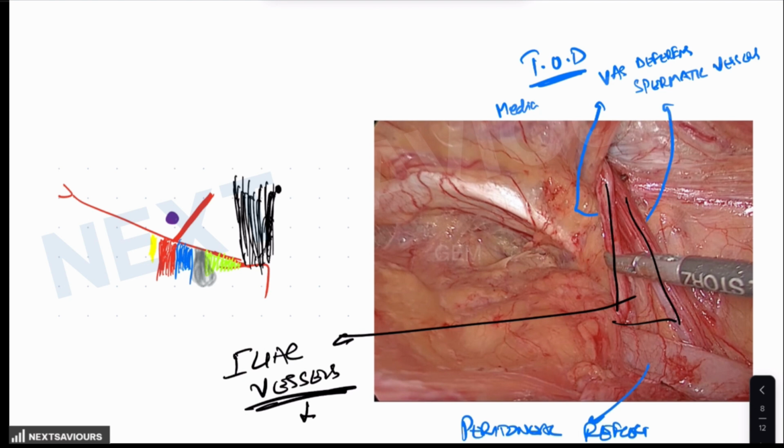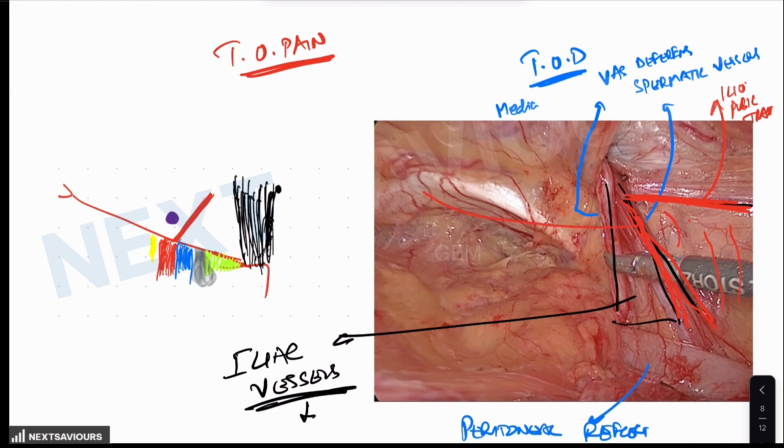Now as we go lateral to the triangle of doom, this is the area through which several nerves pass, and this is called the triangle of pain. The triangle of pain is bounded by the iliopubic tract, and medially we have the gonadal vessels, and it contains several nerves.